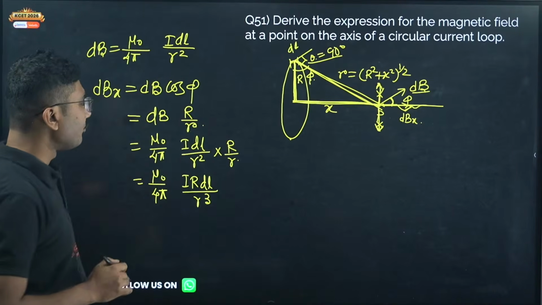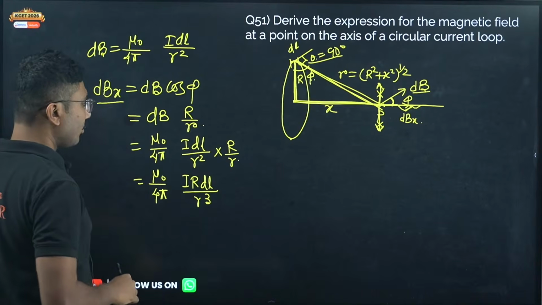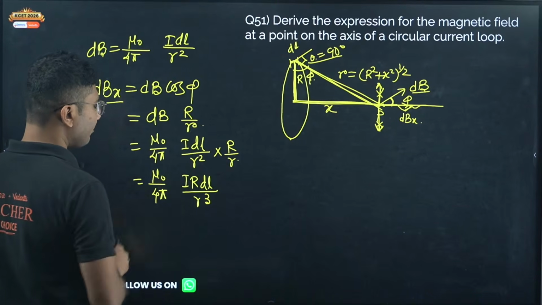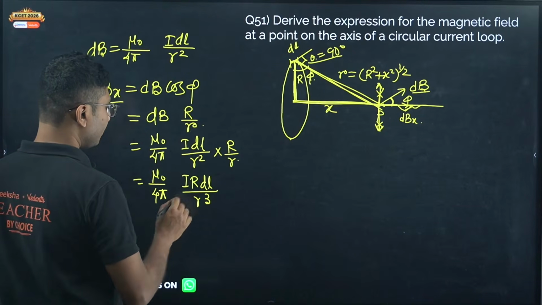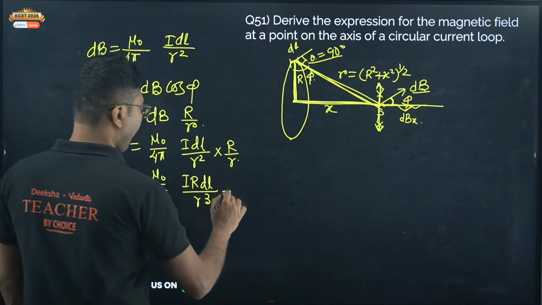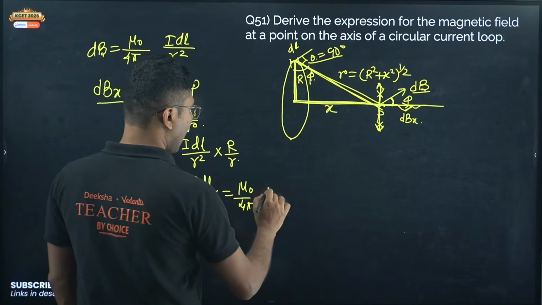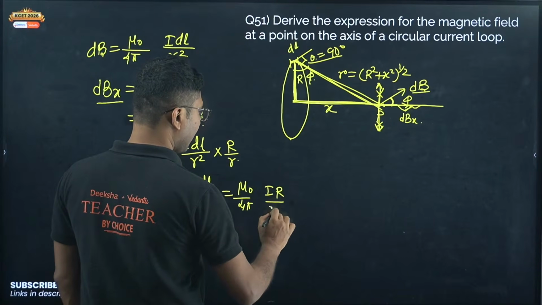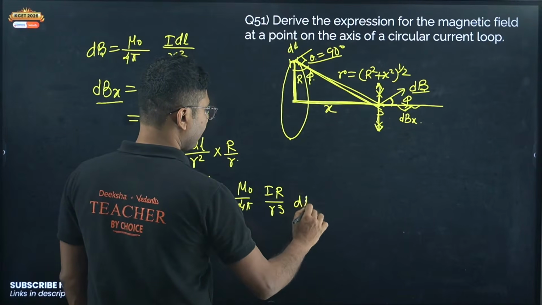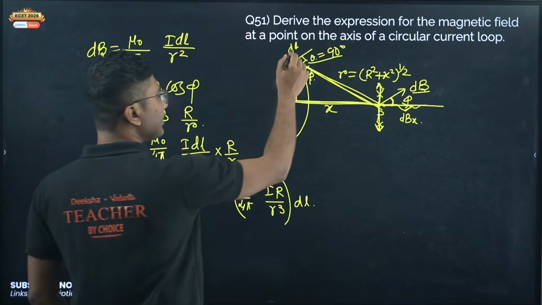Now mu naught by 4 pi I r dl by r cube. So this is dBx. Now what you have to do? You have mu naught by 4 pi I r divided by r cube dl. Everything here is constant, the only thing that is changing is this dl.